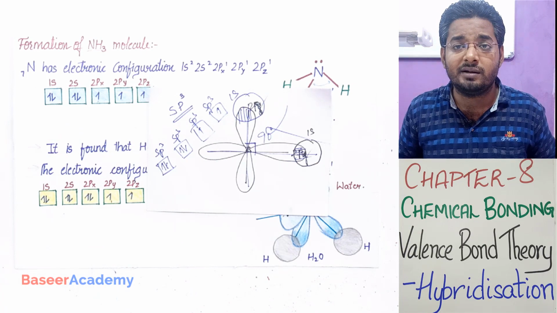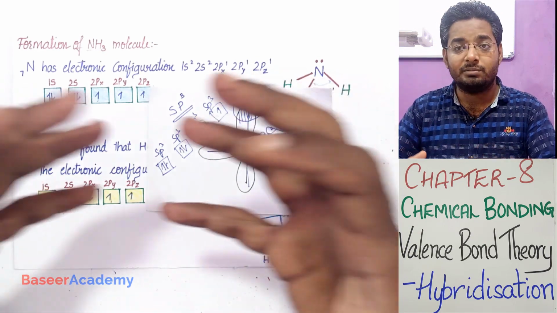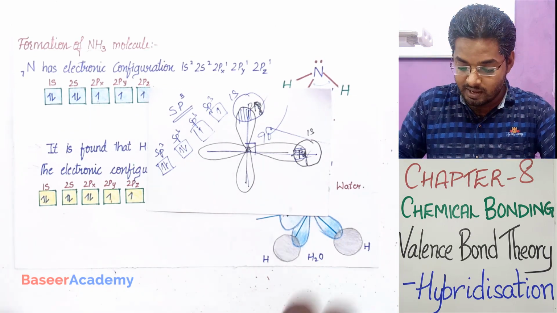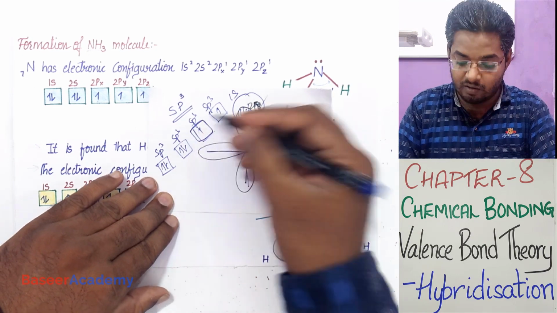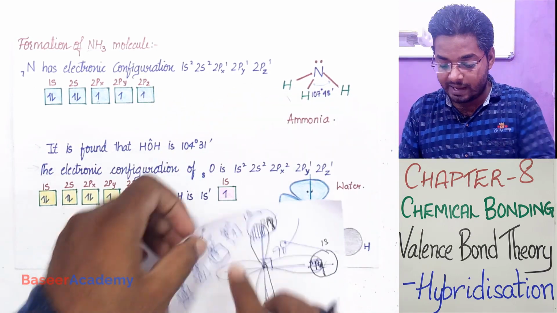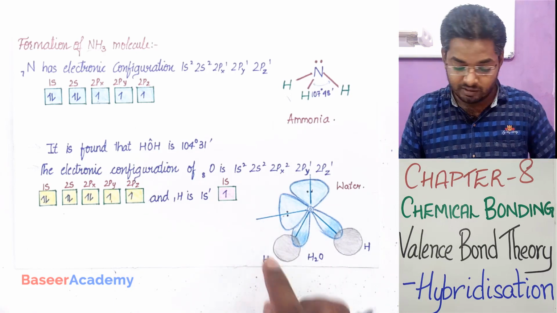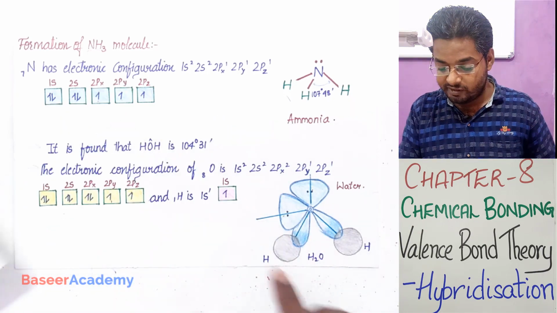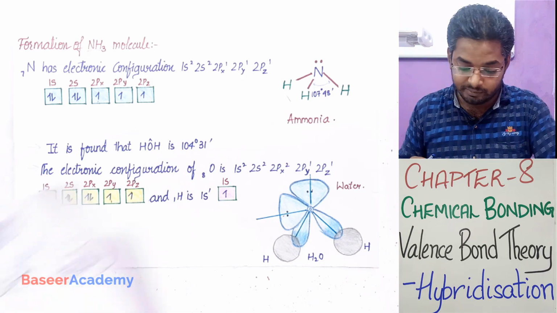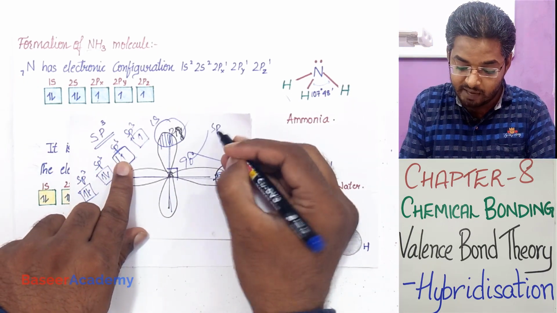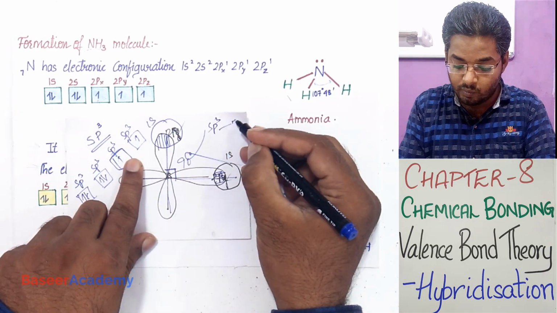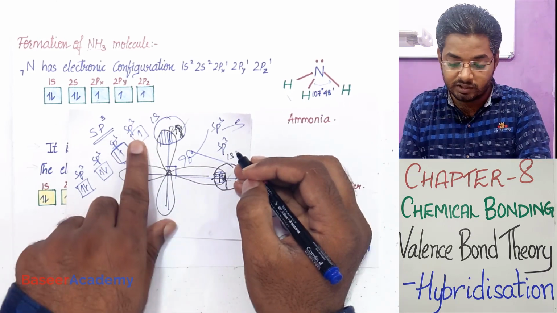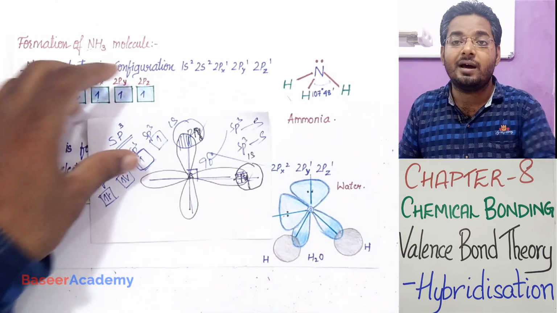And from the valence bond theory again, we know that if 2 atoms come close to each other, the outermost orbitals having unpaired electrons should overlap. So an sp3 hybrid orbital of oxygen should overlap with the 1s orbital of hydrogen, and then the second sp3 hybrid orbital of oxygen should overlap with the 1s orbital of the second hydrogen atom. So this is what really happens.